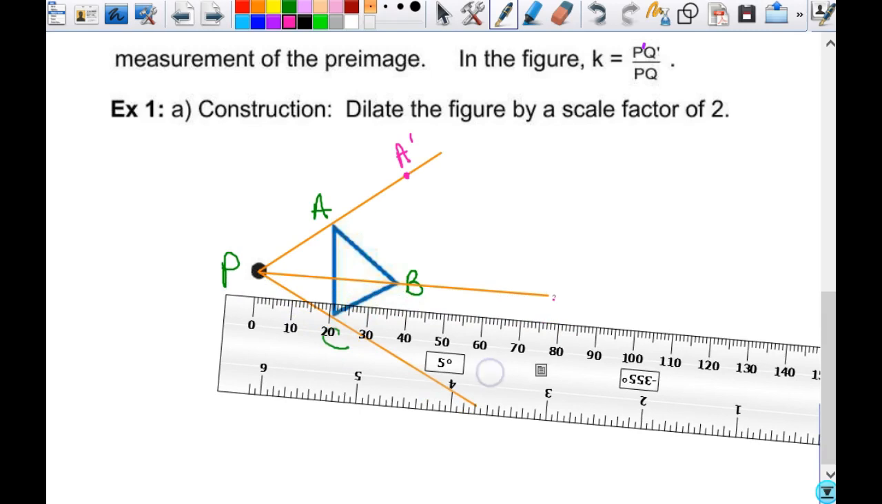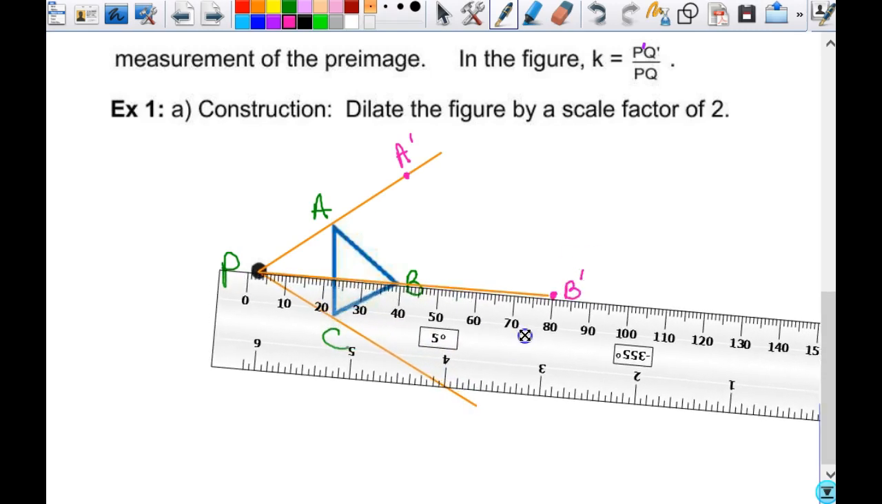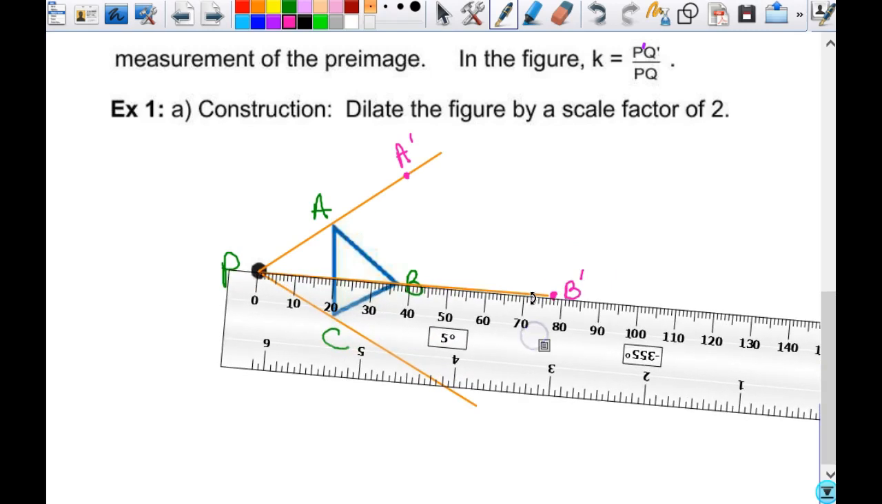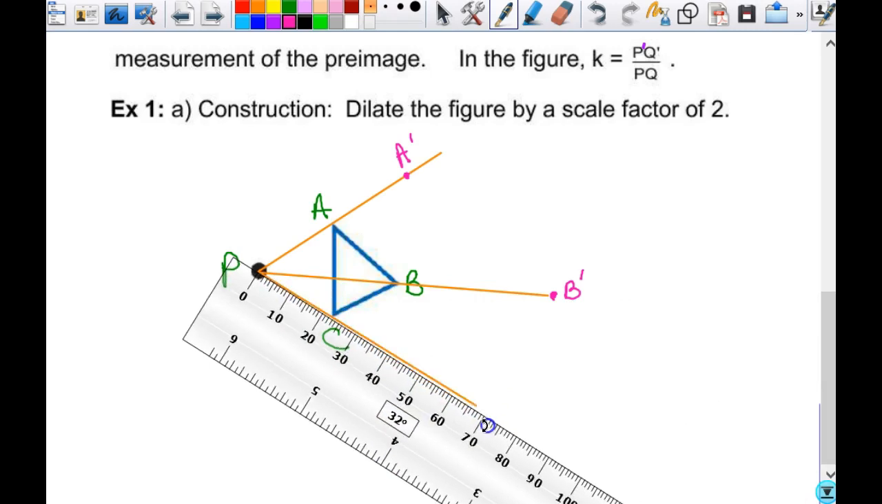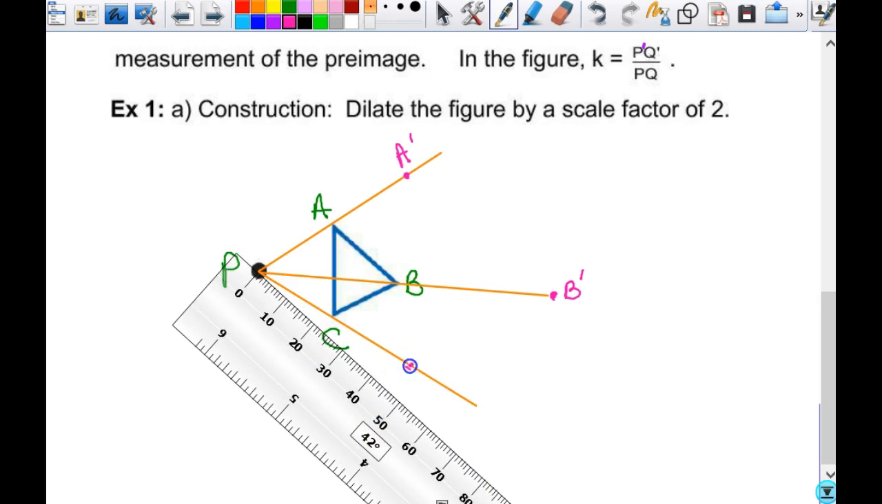This becomes B prime, and then from P to C. Okay, and then get rid of my ruler.